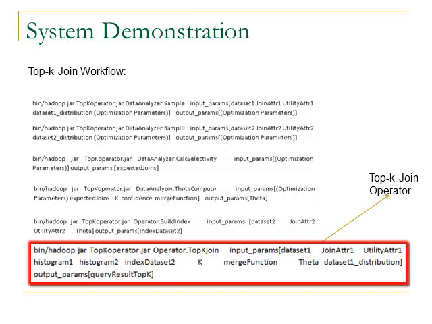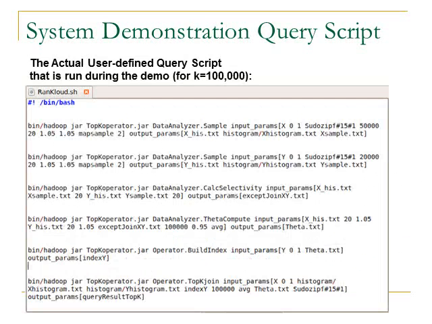The merge function, for example, we have used average in the next experiment, and the theta value that was outputted from the previous step. The final result is stored on the HDFS in the folder called query result. This is the actual user-defined query script that is run during the demo. The K here is 100,000. The datasets are of size approximately 3.7 million and 950,000.